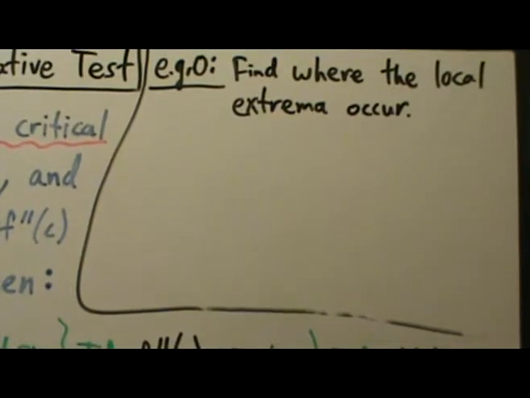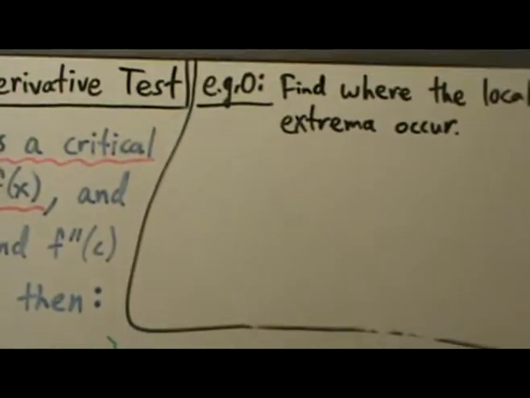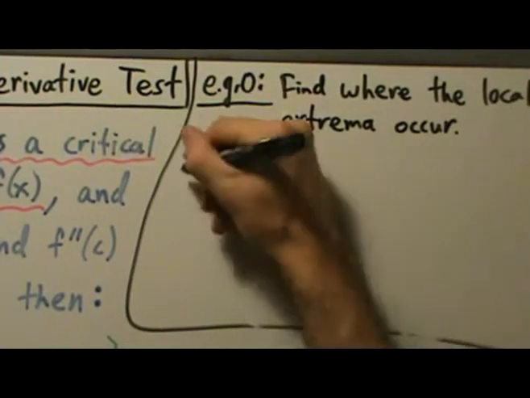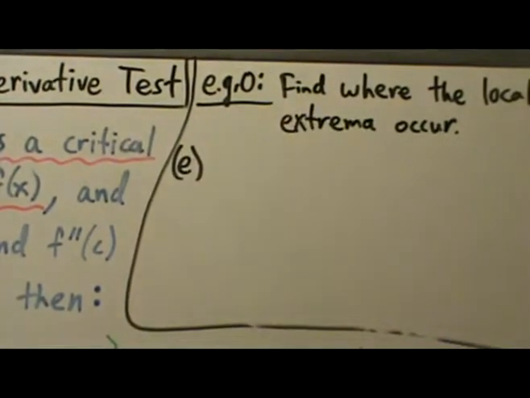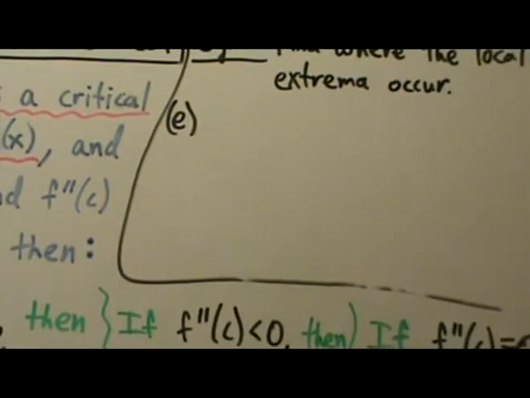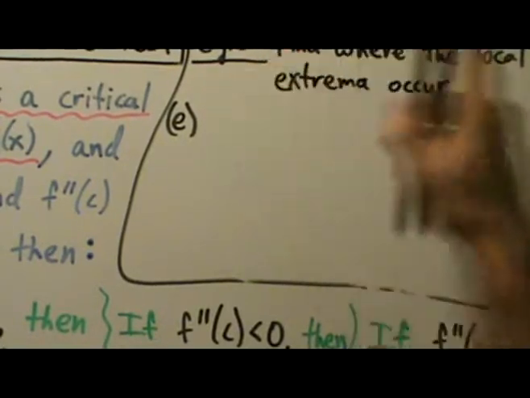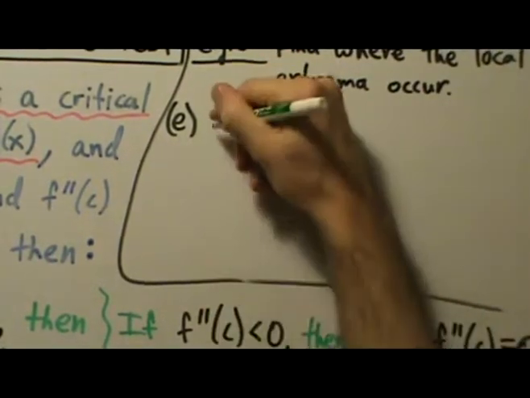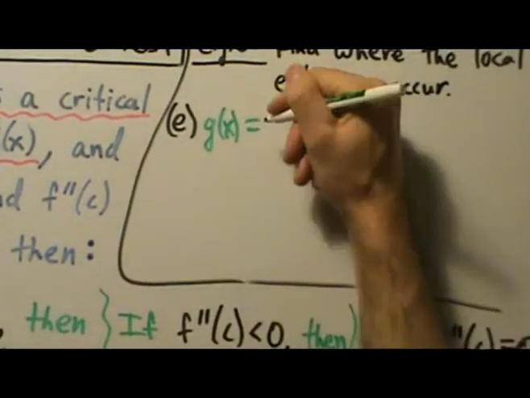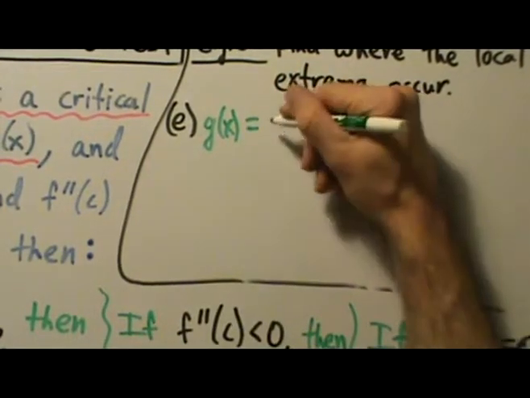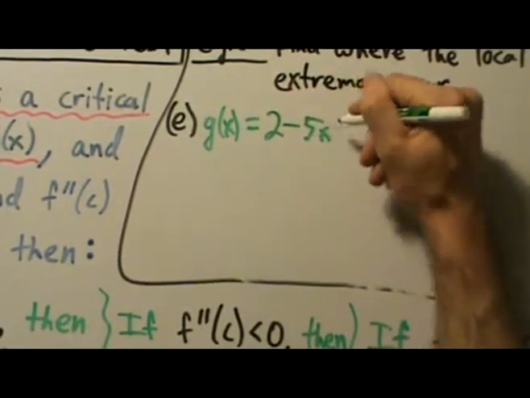And I think after part E, we're going to summarize and recap what the steps are for the second derivative test. Okay, so part E. So we'll do part E, then we'll recap the steps real quick. Okay, so part E, our function is g of x equals 2 minus 5x to the fourth.